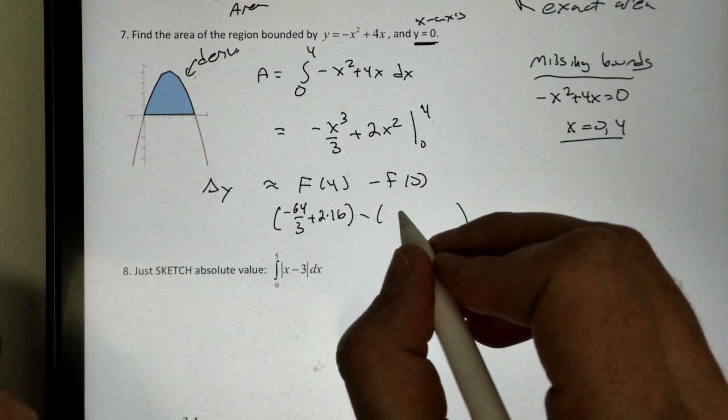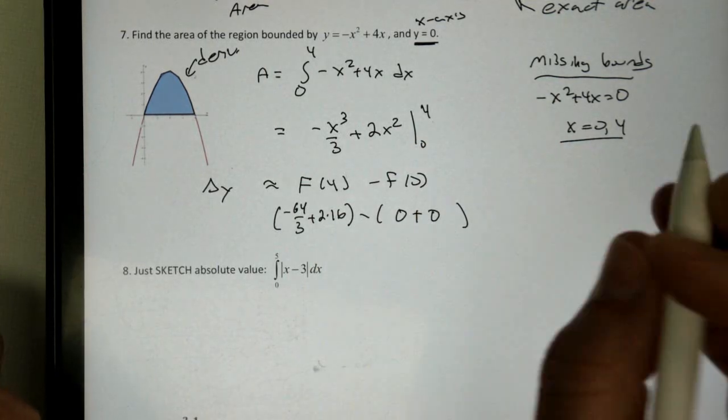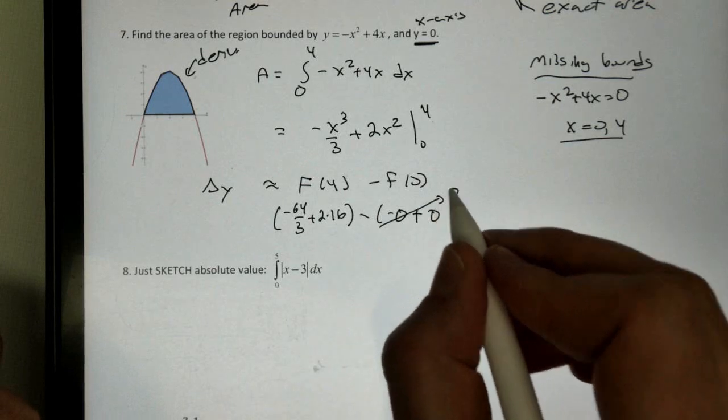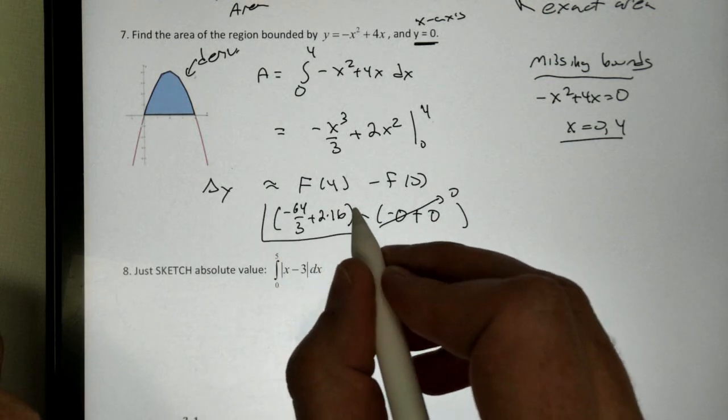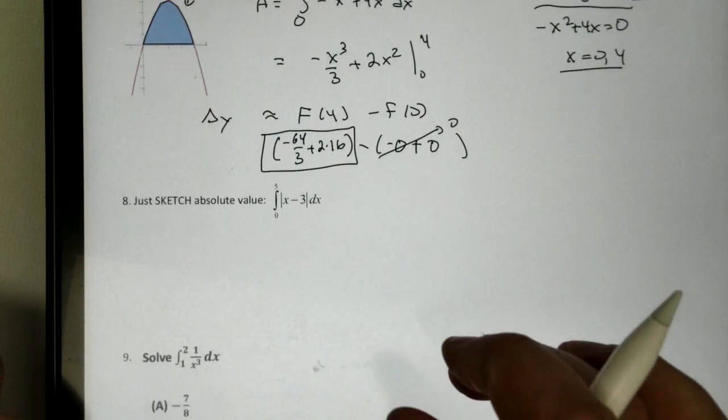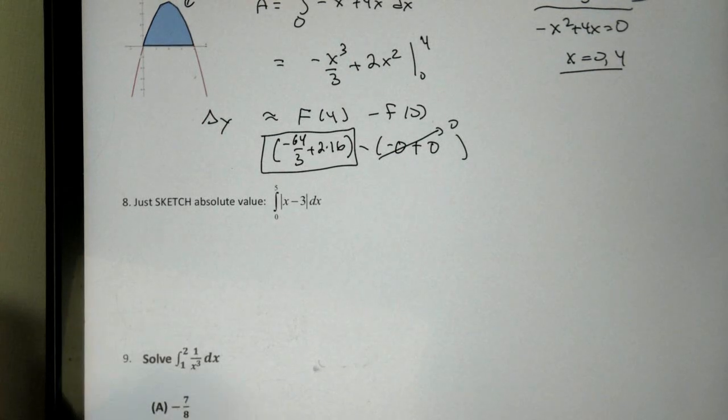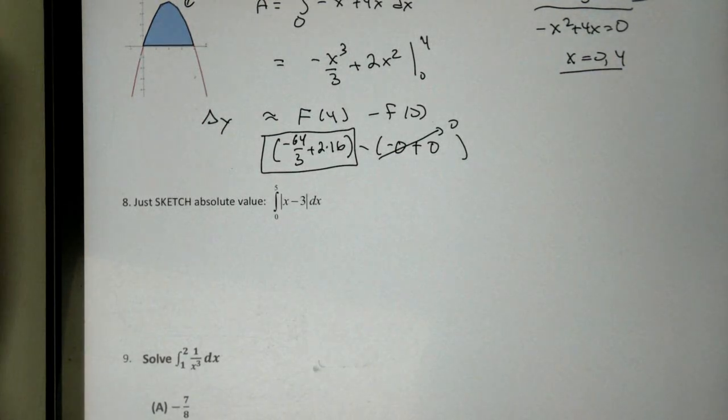Plugging in the 0, again, you're going to like zeros in here. That just becomes 0. We don't worry about that. And there is our area. Now, there are some functions that we just sketch. And we're going to talk about.